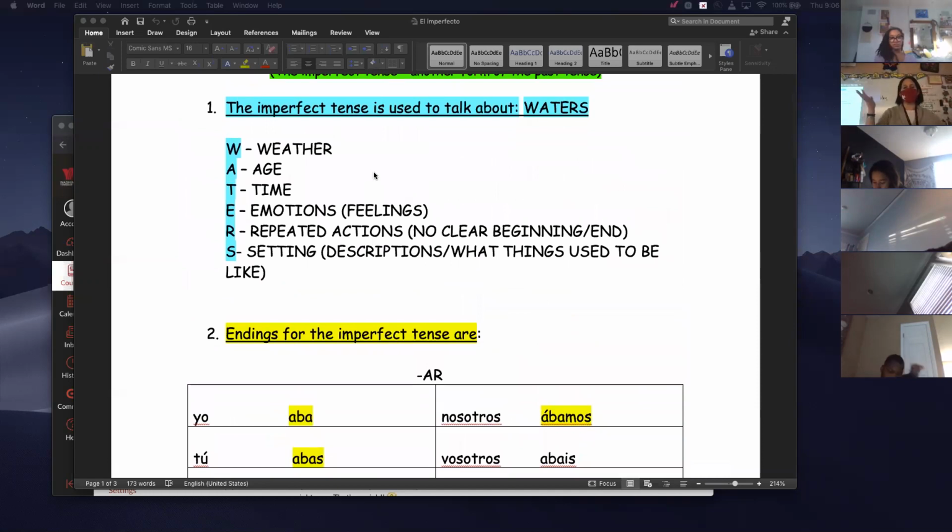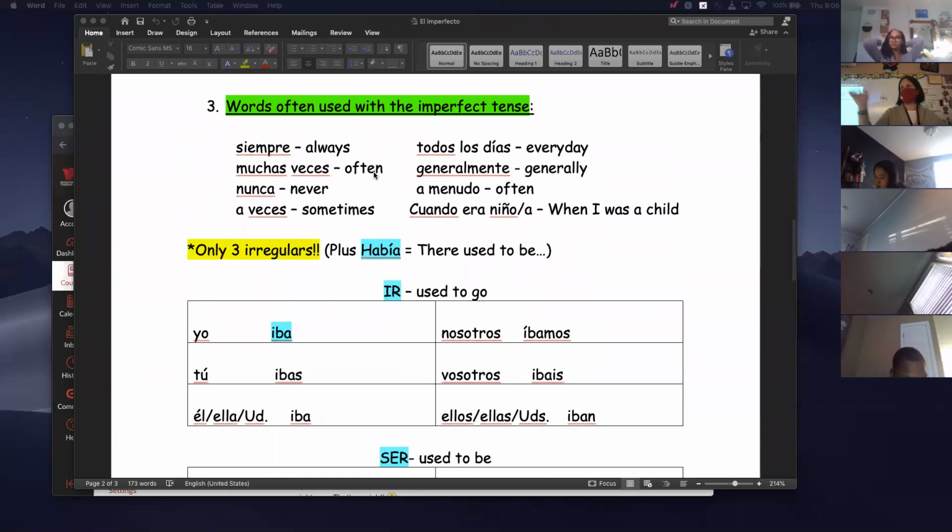How many people feel like you kind of know your endings? Kind of know when to use it, kind of know your verbs, and now you got 3 more to add in. And then we're just gonna, like I said, use it all together. All right, so that's really what I wanted to go over grammar-wise today.